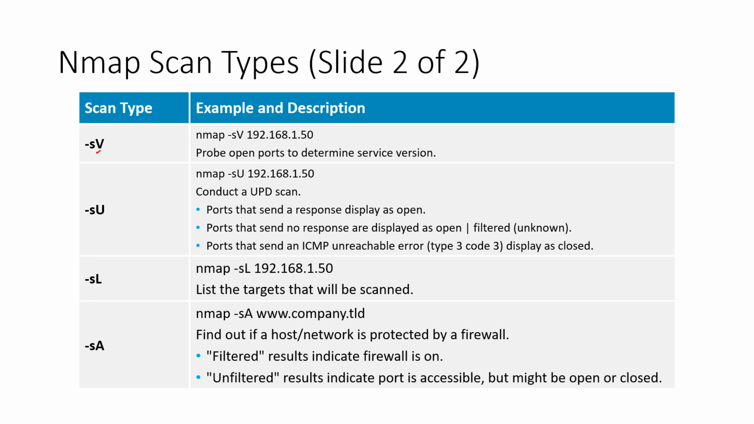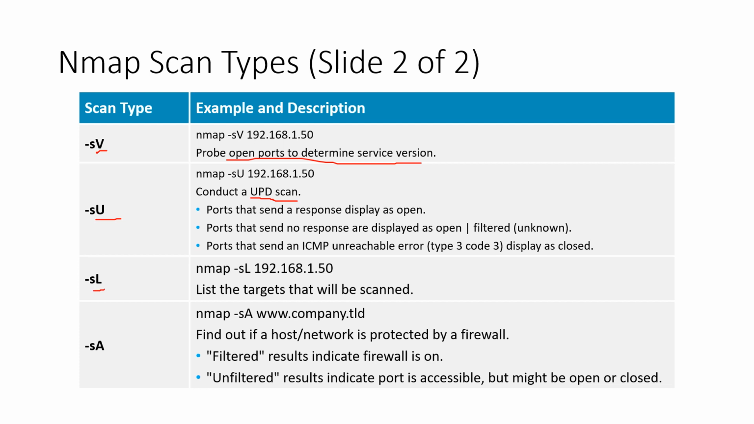-sV is for service version detection. So if you want to identify open ports, that is the option. U is for UDP. There's something wrong here, this should be UDP. Okay, it's a UDP scan. There's an example on the Cengage for that.